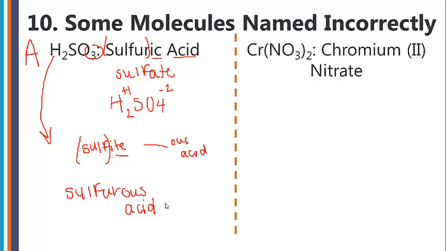Next, I have chromium(II) nitrate. So let's check. The charge on nitrate is -1, and there's 2 of them, so that gives me -2. So my positive charge must be +2, and there's only 1, so a charge of 2 is good. Cr is chromium, and nitrate is NO3. So that one is named correctly.